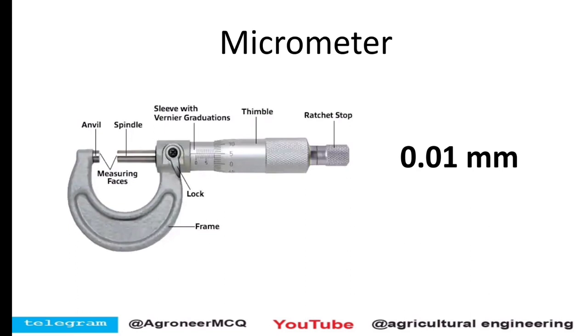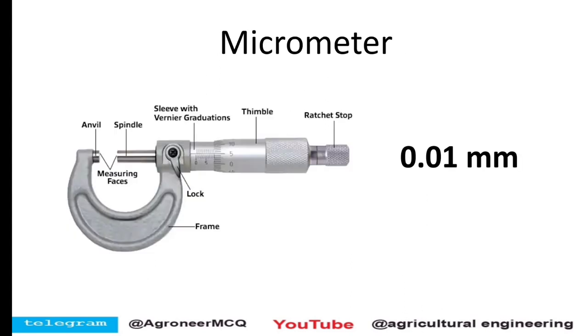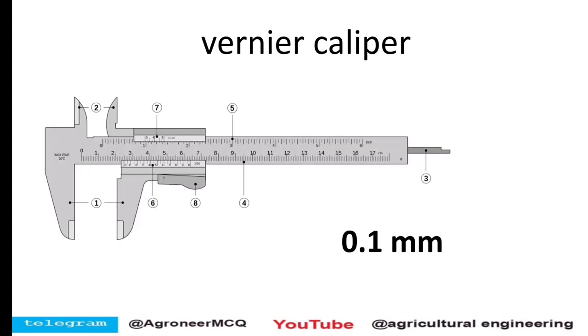In most of the exams they have asked what is the least count of a micrometer. What is meant by least count? Least count is nothing but the minimum accurate reading we can measure with the help of that instrument. In case of a micrometer, the least count is 0.01 millimeter. The vernier caliper is also used to measure the size of a particle. The least count of a vernier caliper is 0.1 mm. Please don't forget the least count of micrometer and vernier caliper from the exam point of view.